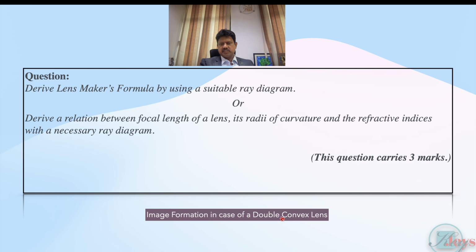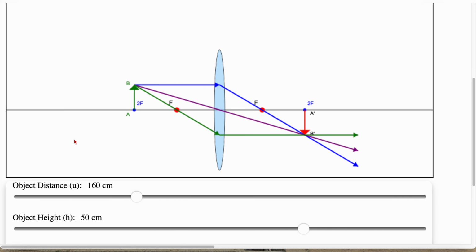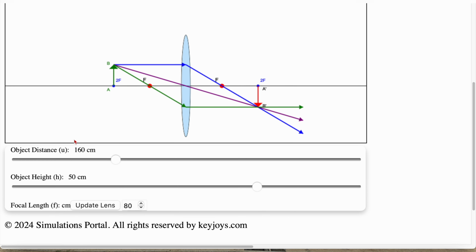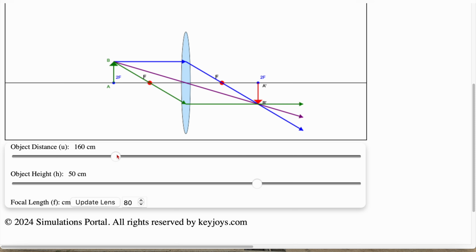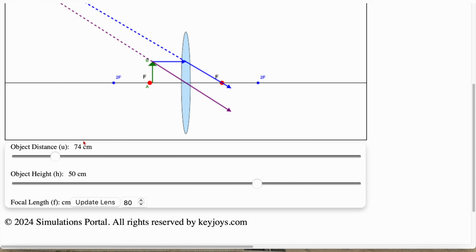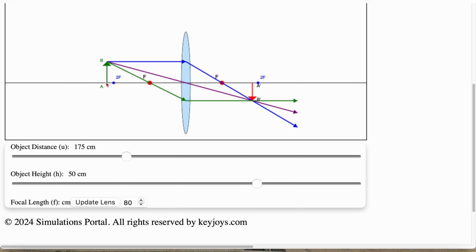Image formation in case of a double convex lens. This is just to understand how the image formation occurs. I have a simulation here, let me show you. In this I have a slider to change the object distance. This is object AB and A dash B dash is the image.